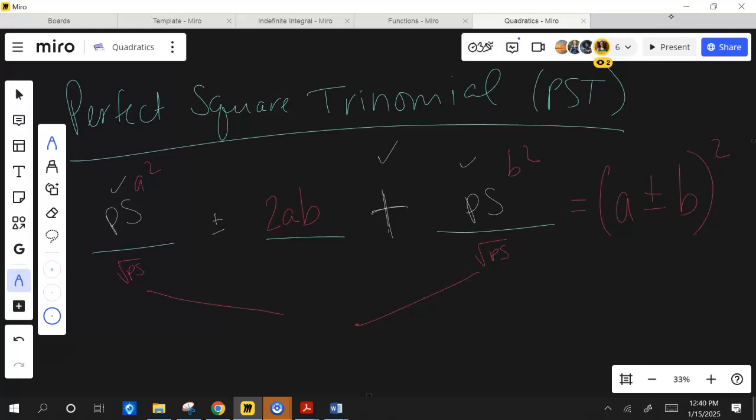All right, I just want to show you the end result here. If that all holds true, then this is how it factors. And this plus or minus is whatever you started with. So this is a squared, so whatever the square root of that is, this is b squared, so whatever the square root of that is. Okay, let me give you some numbers.